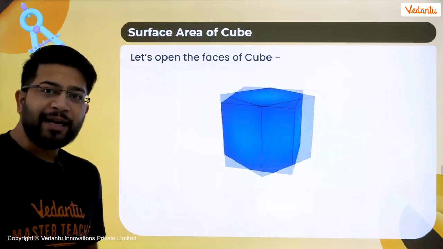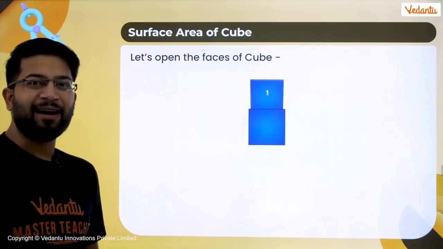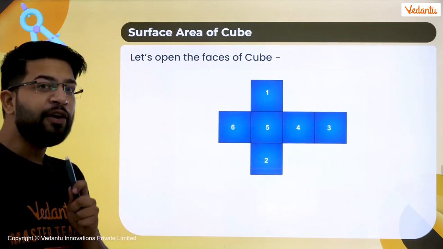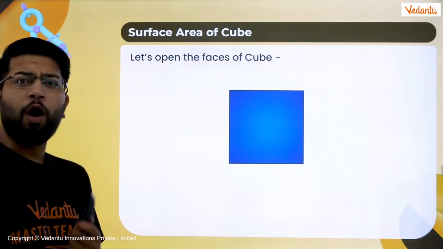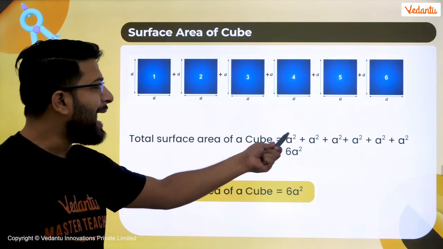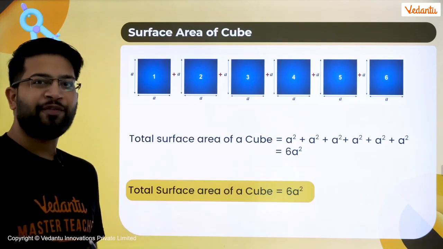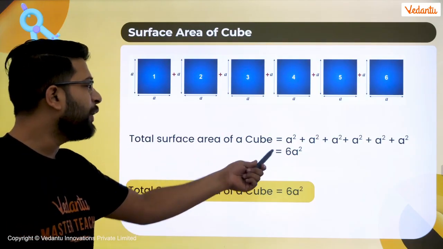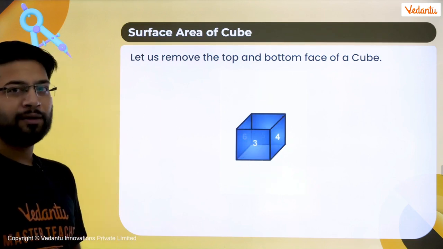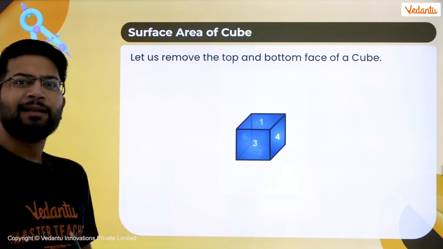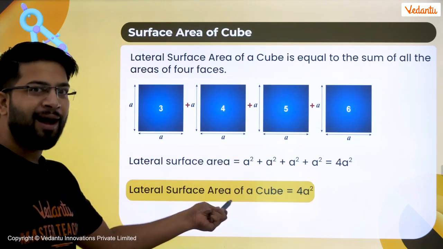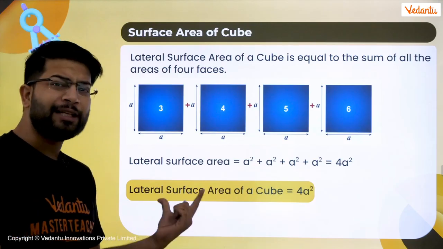So when we will be finding the total surface area, there will be a total of 6 faces, as you can see, and every face is nothing but a square of side A. So when we are finding the total surface area, we will add the area of 6 square faces, and that is why TSA of cube is 6A square. And now if we exclude the top and the base area, then the area of the 4 surfaces will be known as the lateral surface area, which will be 4A square. I hope it is clear.